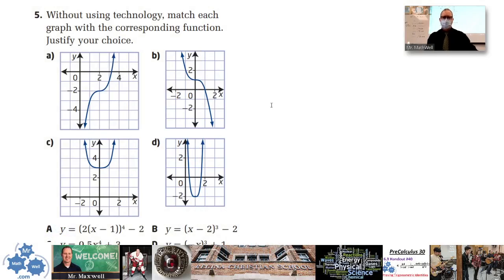All right, so question number 5, same section here that we just took a look at, 3.4 for Cal 30. Without using technology, match the graph to the corresponding functions. Okay, so here's the functions at the bottom.